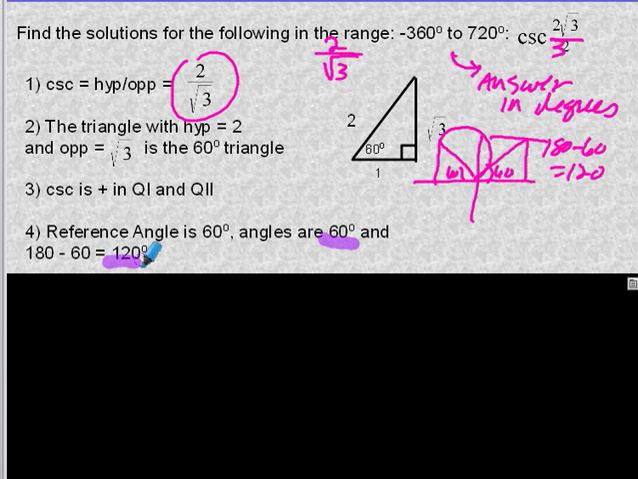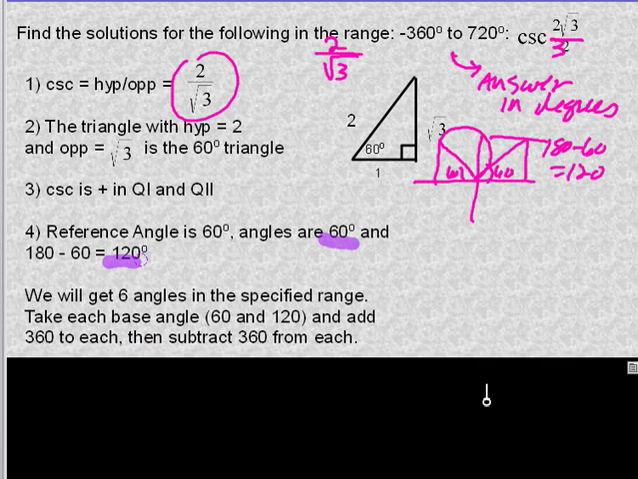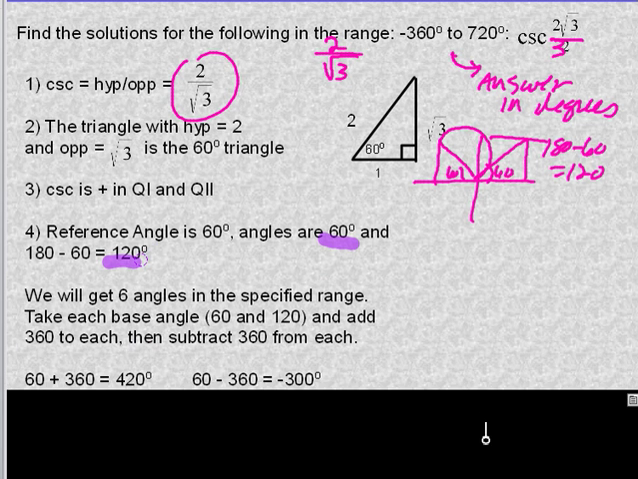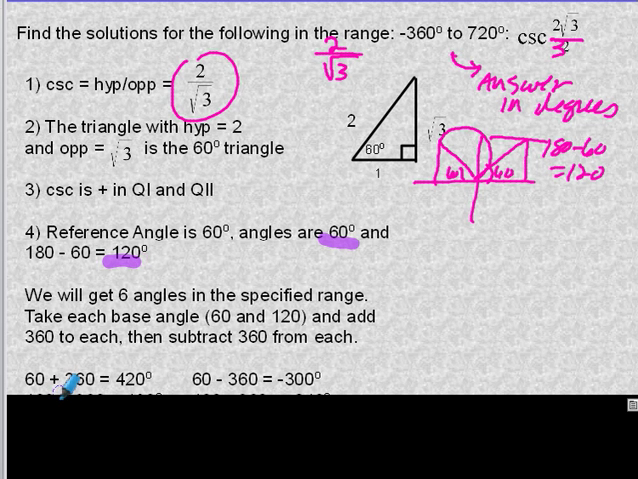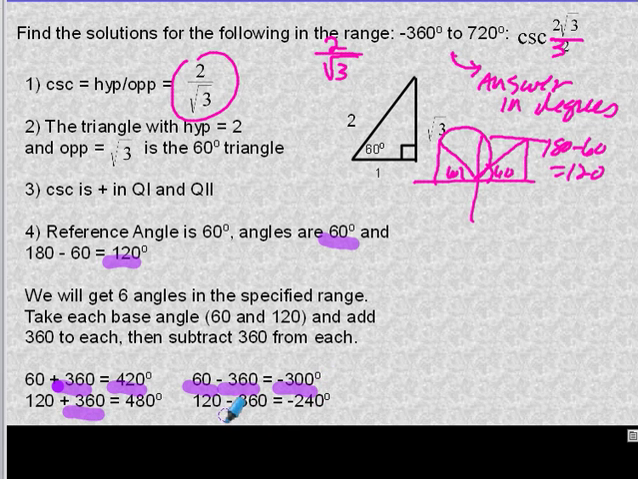Now we want to spread the range 360 in both directions. All that means is once you have your two base angles, you're going to add and subtract 360 from each of those. So I'm going to take 60 and add 360, giving me 420. And I'm going to take 60 and subtract 360, giving me negative 300. Now I'll do the same for my other angle, 120: add 360, and subtract 360. So most of the time you're going to have 6 angles. Quadrantals may be different, but most of the time you'll have 6 angles as your answer.